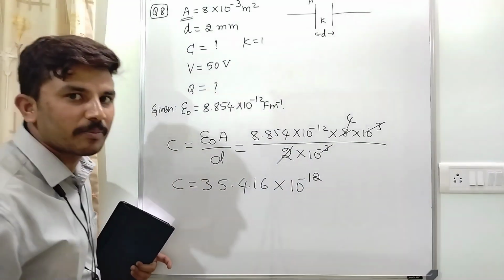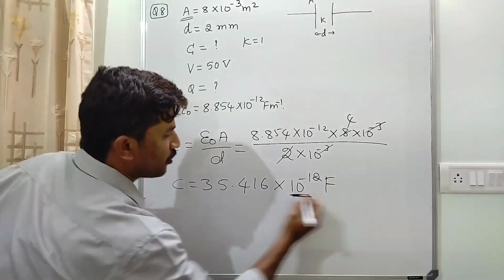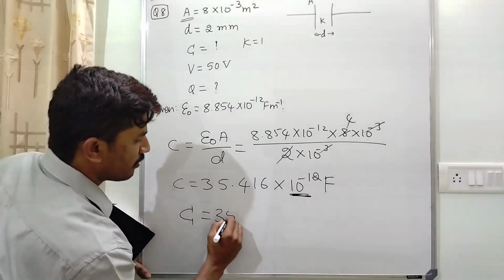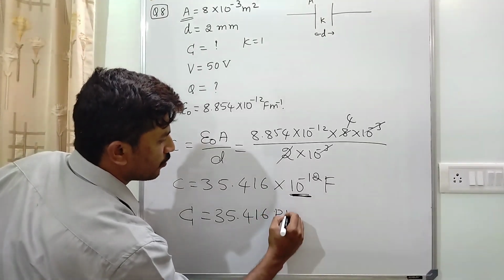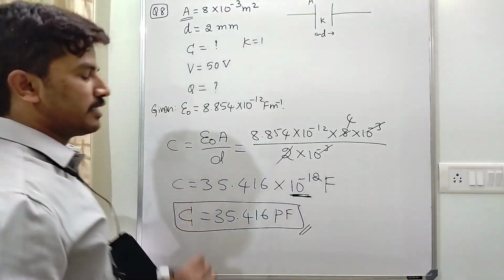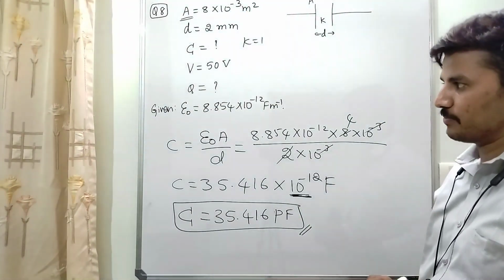What is the SI unit of capacitance? It is farad, so this is picofarad. So I can simply write C is equal to 35.416 picofarad. So this is the capacitance of this parallel plate capacitor.